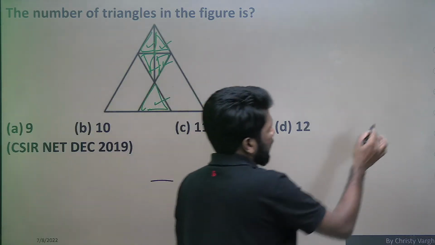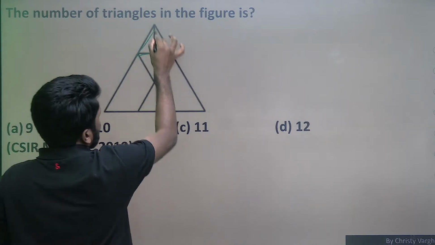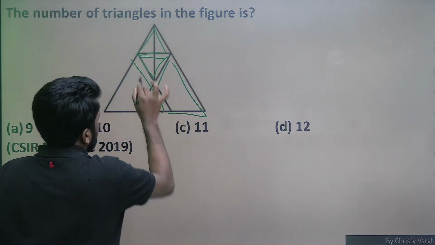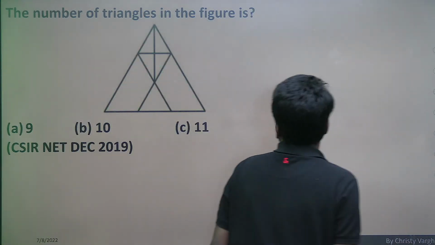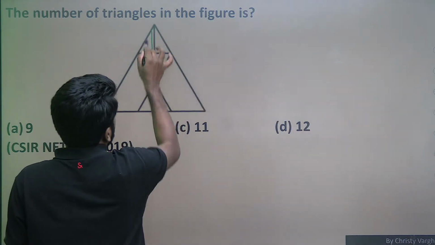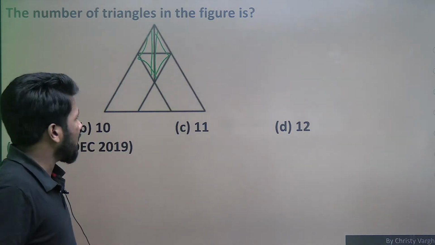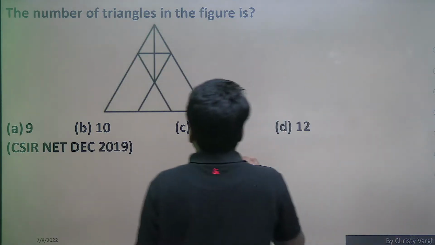Then the combination triangles, triangles formed by 2 triangles. Triangles formed by 2 triangles means this is such a triangle, this is such a triangle. This is such a triangle, this is such a triangle. So 4 triangles like that. Now in the other direction, this is such a triangle, this is such a triangle. So 6 more. 4 plus 2, 6 triangles with 2 triangles involved. So 6 plus 5, 11 already.